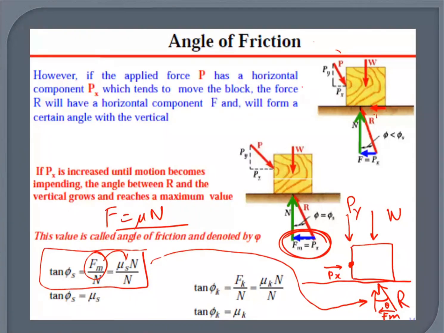N is basically this component, the vertical component, this one. It's called N also. So Py plus W equals N. Do you agree with me on this equation? Do you agree? Yes, sir.